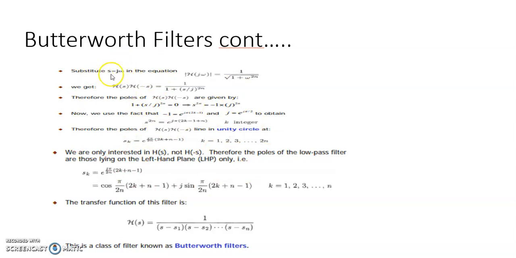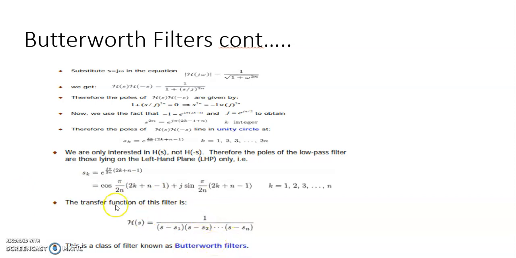Whenever you need to find the frequency response of a system, substitute s equal to j omega. Then find its values, find the values of poles, look at the position of the poles with respect to the unit circle. We are only interested in the values of h of n, therefore the poles of the low pass filter are those lying on the left hand side of the s plane. Since we are talking with respect to the s plane, lying on the left hand side of the plane, accordingly we are going to find the transfer function and plot them. So in your syllabus as of now, this type of explanation is called the Butterworth filter.